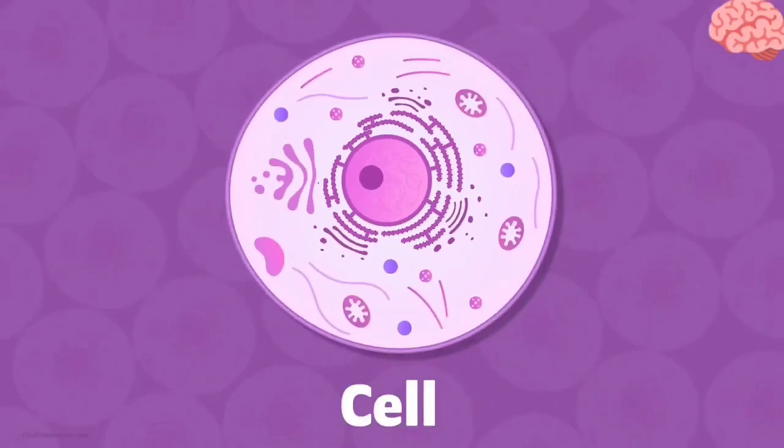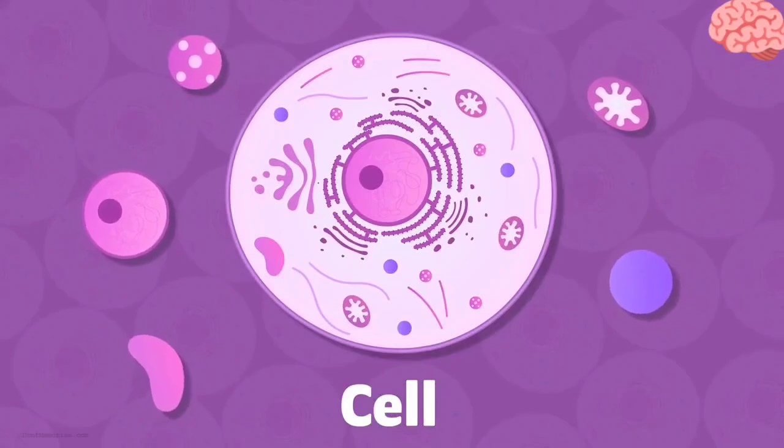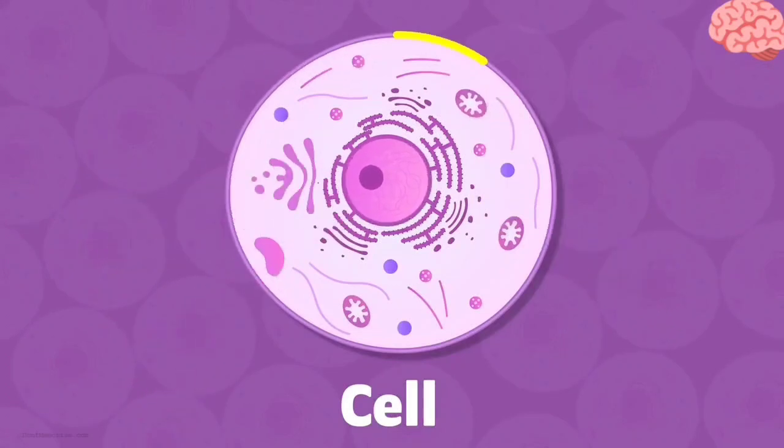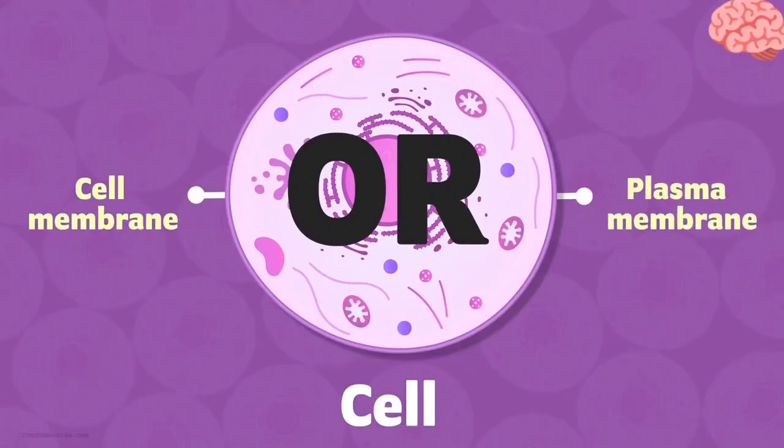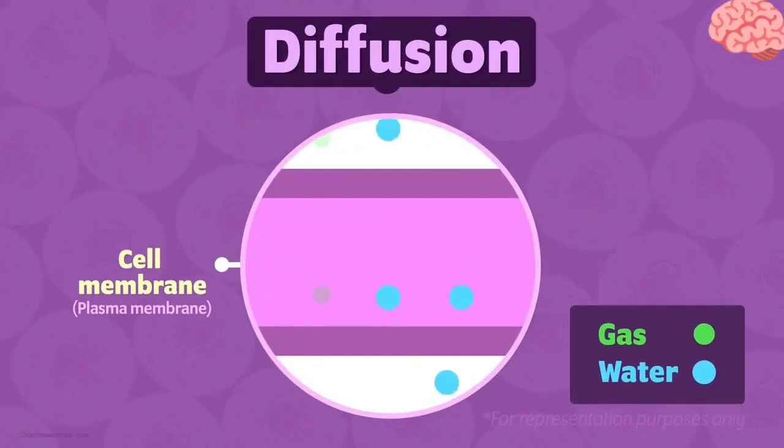Here is a cell on your screen. We have already seen that the various organelles inside it are compactly packed inside this delicate membrane called the cell membrane or the plasma membrane. We have even seen that the cell membrane makes use of the diffusion process to transport gas and water molecules in and out of the cell.